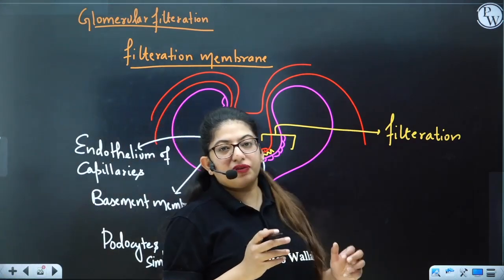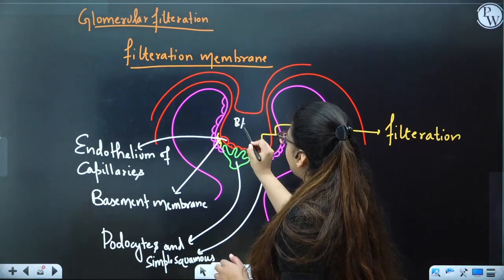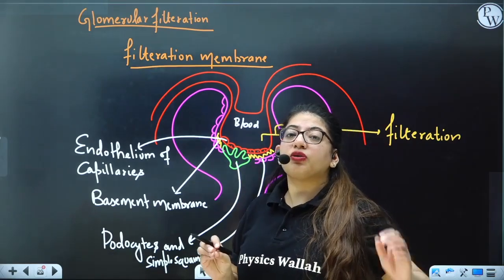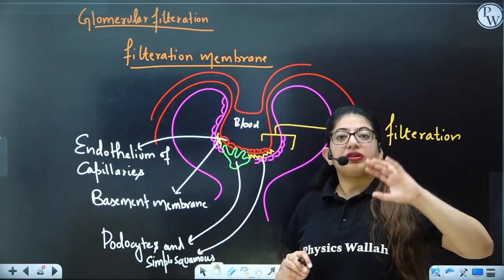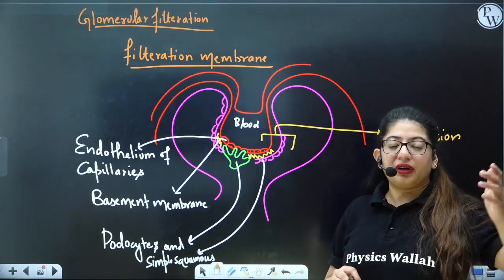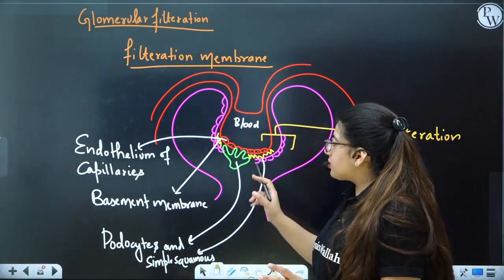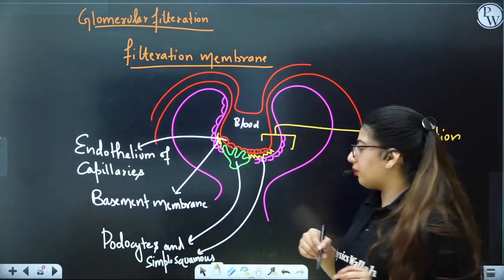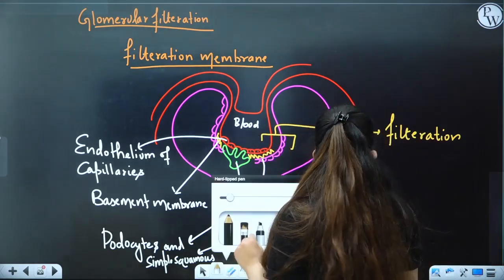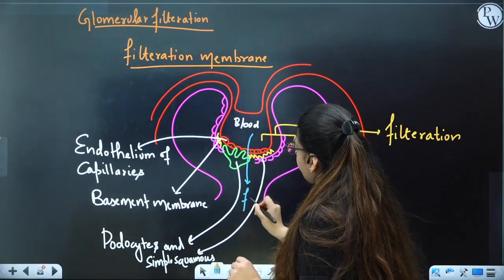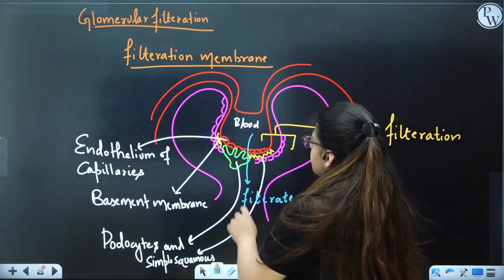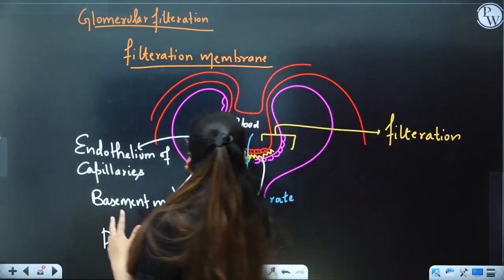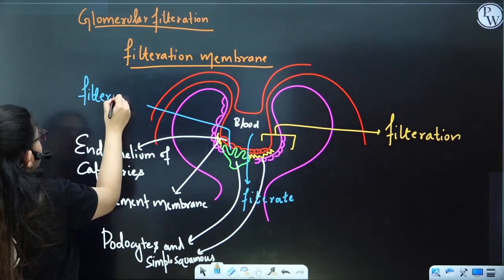What's the function of the filtration membrane? Here we have blood. The blood needs to get filtered and move down here into the Bowman's capsule's lumen. Hence, it becomes a fluid that will later become your urine. Here you will not call it urine because it has just been filtered, so we call it a filtrate, not urine. So the blood has to pass through this and it becomes a fluid known as filtrate. As you can see, the podocytes have certain depressions or gaps. These gaps are known as filtration slits.